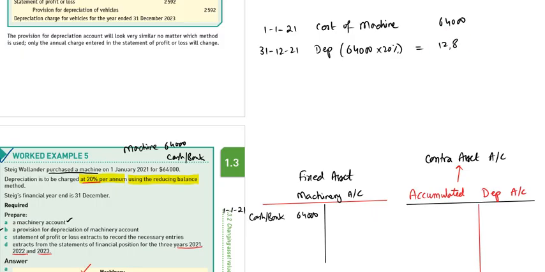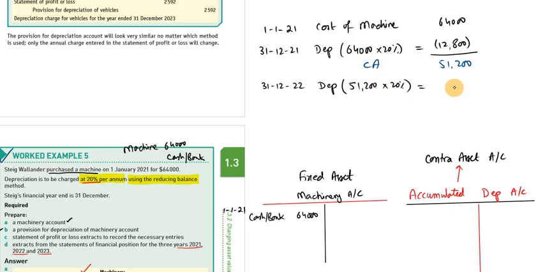Well done. 12,800 is the depreciation expense. So there is the carrying amount. So carrying amount at the end of first year will be... so what's the carrying amount? Yes, 51,200. Now to calculate depreciation for the next year, that is 31st December 22, we calculate depreciation on the carrying amount, so we will take 51,200 times 20%.